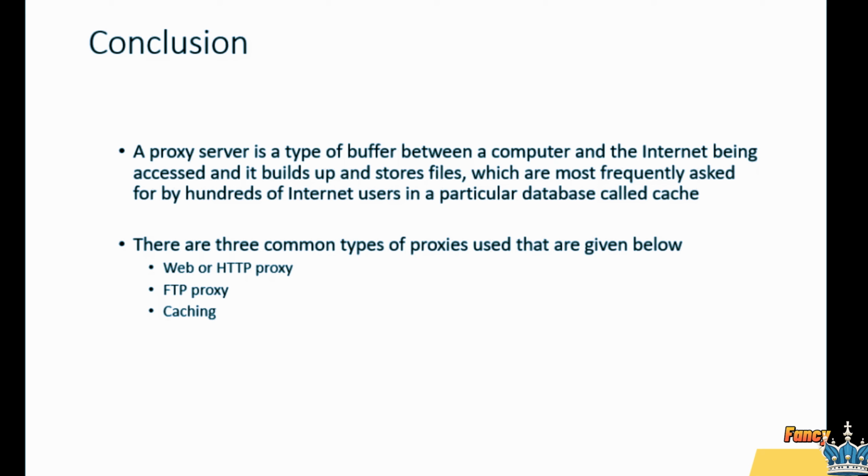Conclusion. A proxy server is a type of buffer between a computer and the internet being accessed, and it builds up and stores files which are the most frequently asked for by hundreds of internet users in a particular database called cache. There are three common types of proxies used that are given below: web or HTTP proxy, FTP proxy, and caching.